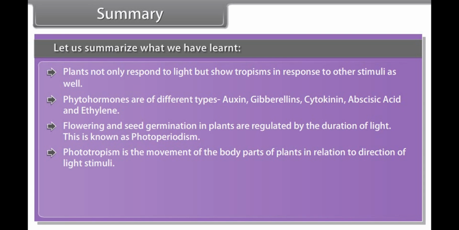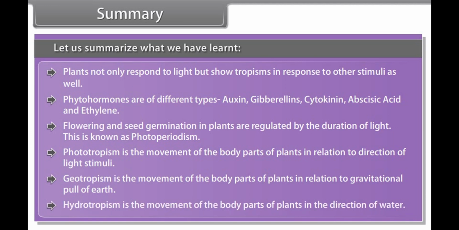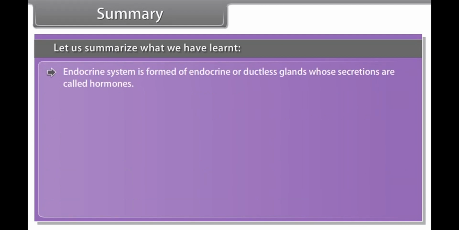Phototropism is the movement of the body parts of plants in relation to direction of light stimuli. Geotropism is the movement of the body parts of plants in relation to gravitational pull of the earth. Hydrotropism is the movement of the body parts of plants in the direction of water. Endocrine system is formed of endocrine or ductless glands whose secretions are called hormones.